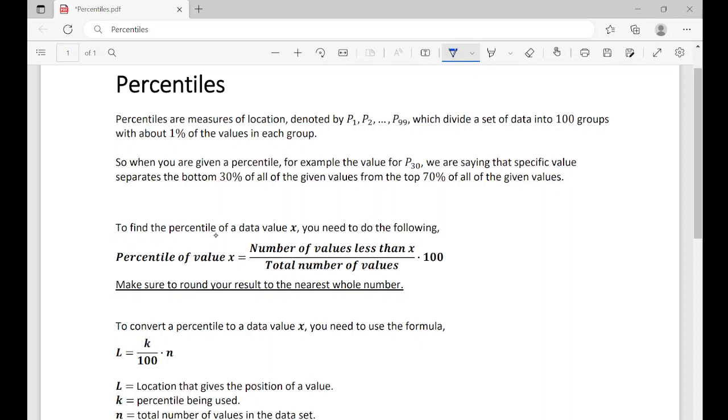To find the percentile of a data value x, you need to do the following. Take the number of values less than x, divide it by the total number of values that you have, and then multiply by 100. Just make sure to round your result to the nearest whole number, whether rounding up or down. For this, round to the nearest whole number.